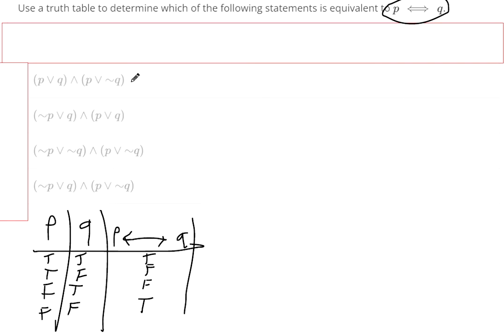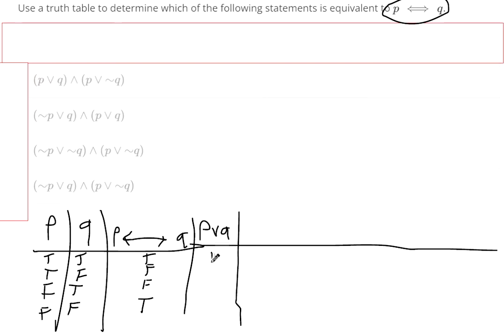So we're supposed to find which one of these has the same truth value. It kind of stinks, but you just have to go through each of these. So P or Q, you can do that real quick. If either P or Q is true, we mark it true. So this one we can fill out, and then we need to find out the AND statement with this one. So we need to know what this statement is, P or not Q.